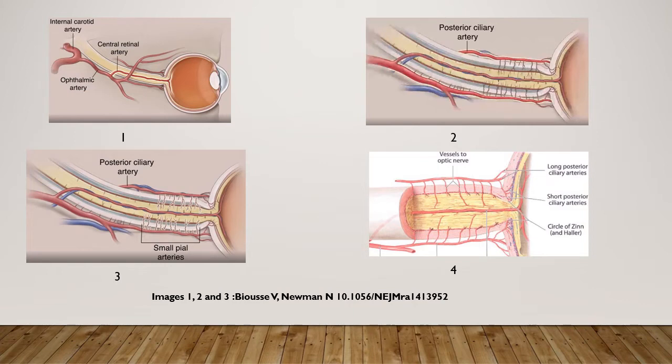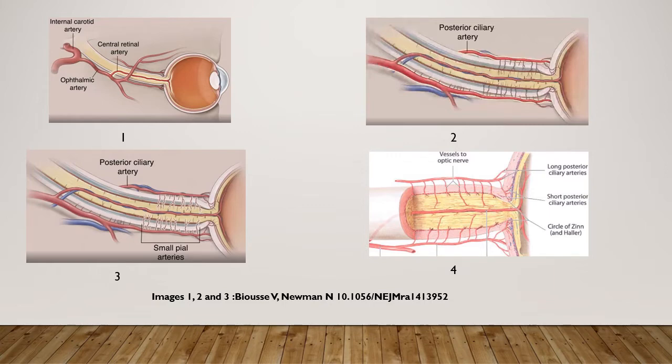These images show the blood supply of the optic nerve and the retina. In image 1 is seen the ophthalmic artery arising from the internal carotid artery, which gives rise to the central artery of the retina. The central artery of the retina passes through the optic nerve and supplies the retina and its layers. In image 2 are seen the posterior ciliary arteries, or the long posterior ciliary arteries, which supply the optic nerve itself. Image 3 shows small pial arteries which arise from the posterior ciliary artery, and these supply the posterior part of the optic nerve.